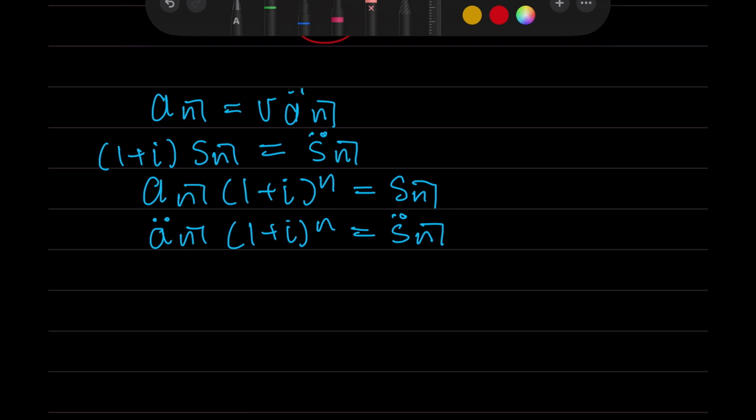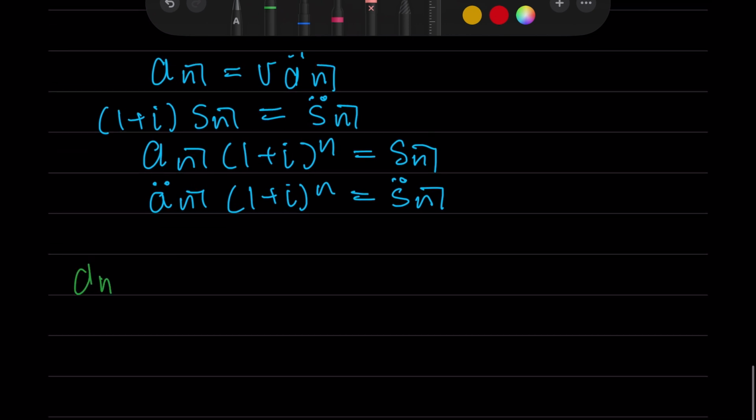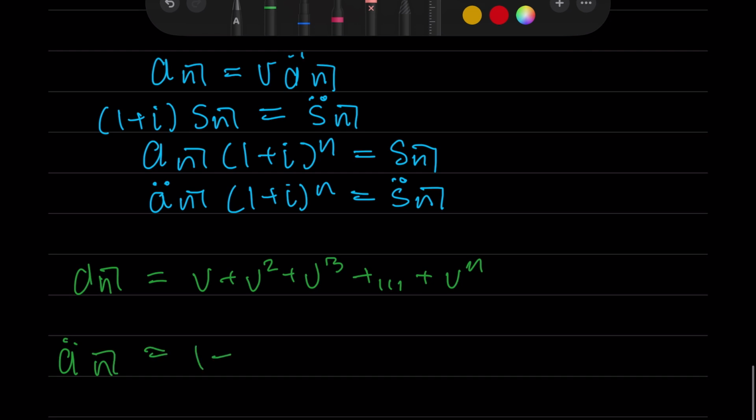I'll show you what I mean. Let me do the first one. You can see, in first principles, it'll be v plus v squared plus v cubed, up to v to the n.